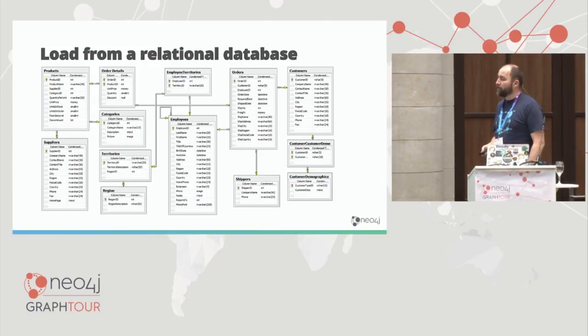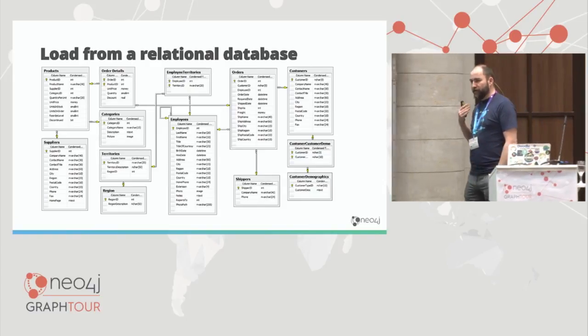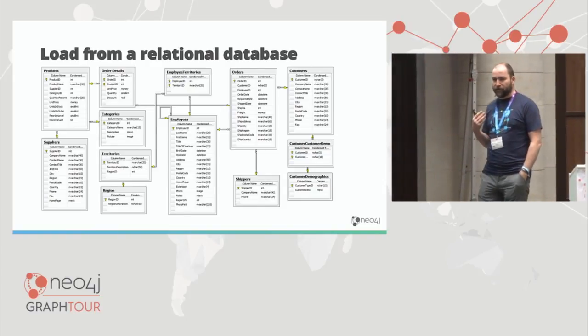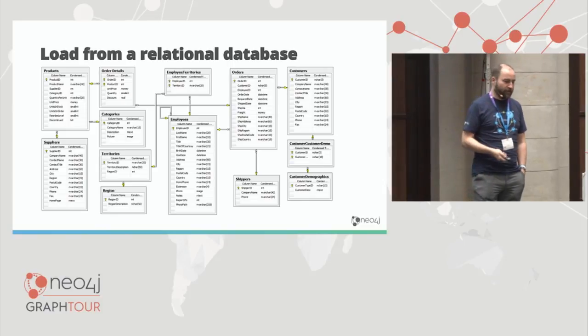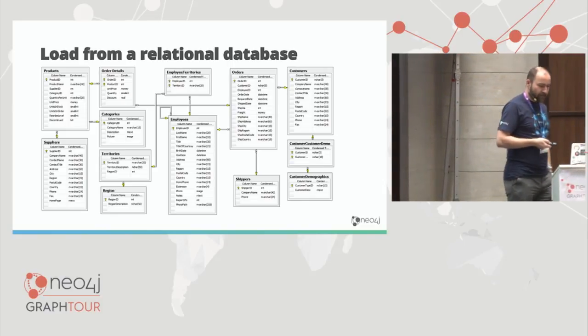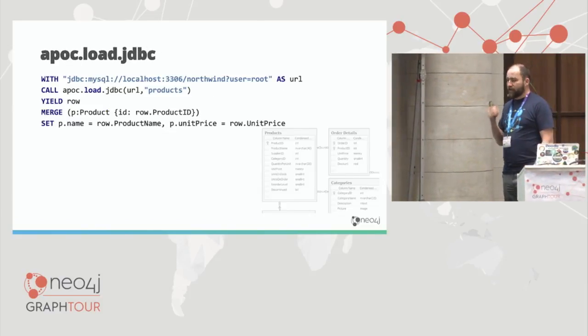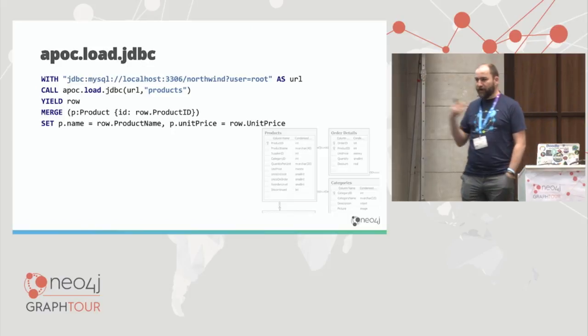Let's now look at a bunch of procedures that we have there. One is data integration, meaning I want an easy way of getting data from other data sources into Neo4j and from Neo4j into other data sources as well. Loading from relational databases is super easy. We just have a procedure called apoc.load.jdbc.